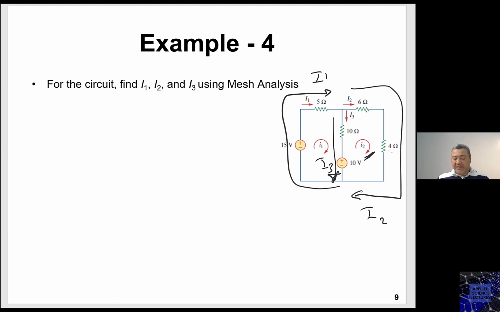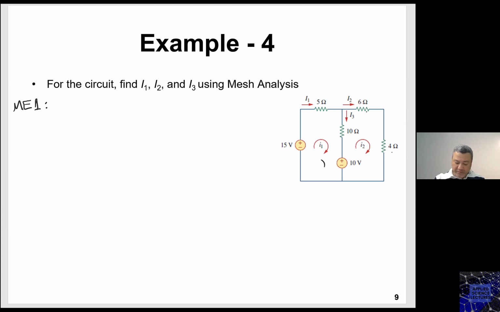So let's start first by writing the mesh equation number one. Who wants to give me the mesh equation number one by inspection? So I'll delete now those. Any volunteer? Mesh equation for mesh current I1 by inspection.